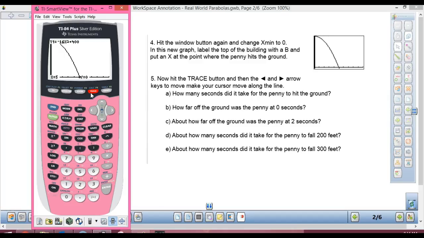Okay, and they want to know how many seconds did it take for it to hit the ground. So you can use your over keys. Where did yours pop up? Mine popped up right at the ground. Did your guys pop up at the ground? Nice. So what does that mean? If x is 5, what does it mean? At 5 seconds is how long it took the penny to hit the ground. So write that in part A. Okay, make sure you're writing these answers because I'm going to grade this worksheet.